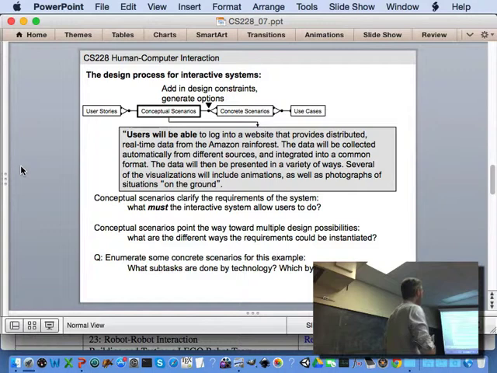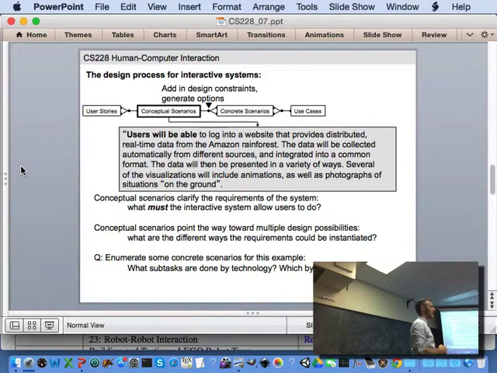Users log into a website that provides distributed real-time data from the Amazon rainforest. The data will be collected automatically from different sources and integrated into a common format. The data will then be presented in a variety of ways, plural. Several of the visualizations will include animations as well as photographs of situations on the ground. If the high school students or maybe even the scientists can't actually see where the data is coming from, what time of day, where this is, there's something that's missing.